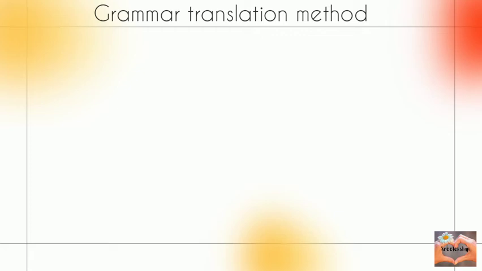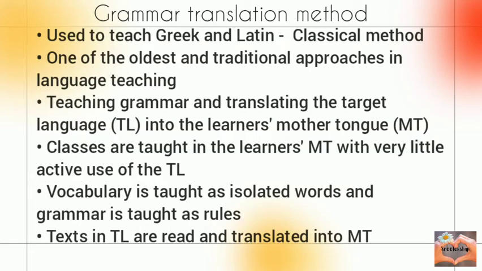So let's start with the first topic, grammar translation method. It was used to teach Greek and Latin, so it was called classical method. It is one of the oldest and traditional approaches in language teaching. Teaching grammar and translating the target language into the learner's mother tongue is a main focus. Classes are taught in the learner's mother tongue with very little active use of the target language.